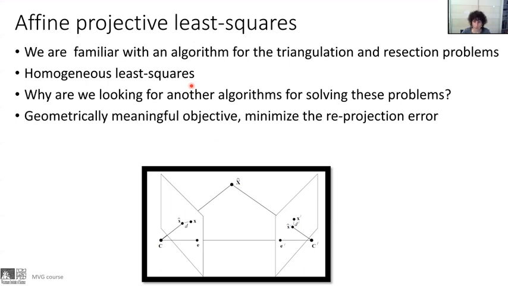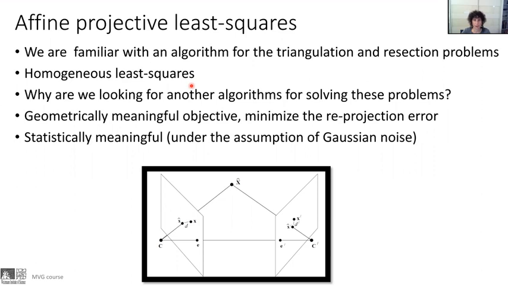Since the algebraic algorithms do not have a geometrical explanation, and here the objective is geometrically meaningful because we minimize the reprojection error. When you go to some algebraic scheme, sometimes we forget about the geometrical meaning of the objective, and this is the way things are done. Okay, and here note, we have a geometrically meaningful objective. Moreover, this is also statistically meaningful under the assumption that we have Gaussian noise, as you saw in Amnon's lecture, in Ronen's lecture.